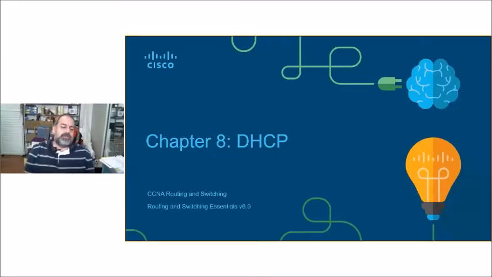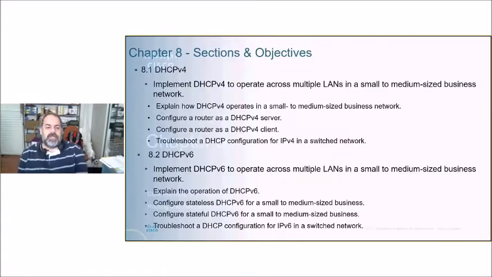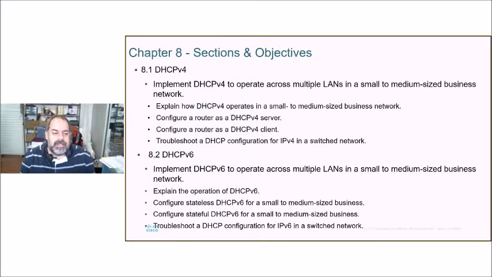So we're up to Chapter 8 of Routing and Switching Essentials, which is DHCP, or Dynamic Host Configuration Protocol. We're going to look at how to implement DHCP for IP version 4, so that it can operate across multiple LANs. We're going to set up a router as both a DHCP server and a DHCP client, and we'll look at troubleshooting DHCP and IPv4.